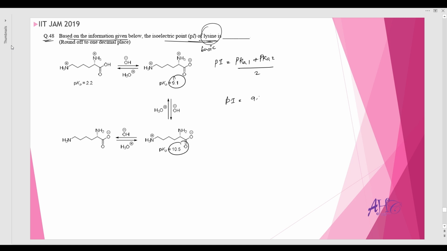So this is going to be 9.1 plus 10.5 divided by 2. So this is going to be your 19.6 by 2, which will result in 9.8. So 9.8 is the exact correct answer.